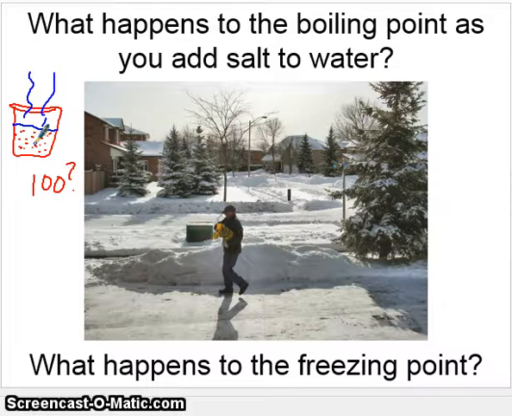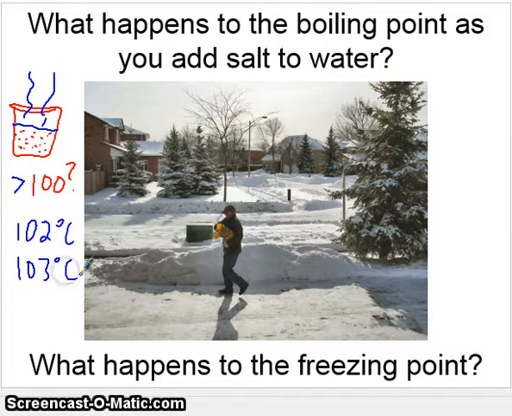This is because when a solution formed, new bonds were created. And so it's going to take more energy to boil the water away, to release those water molecules. So actually it'll boil at 102 degrees Celsius, maybe 103, 105. It doesn't go too much higher. It won't go to like 150. But the boiling point actually goes up.